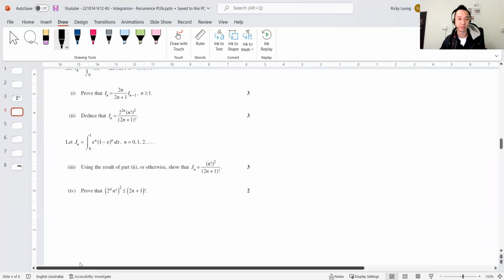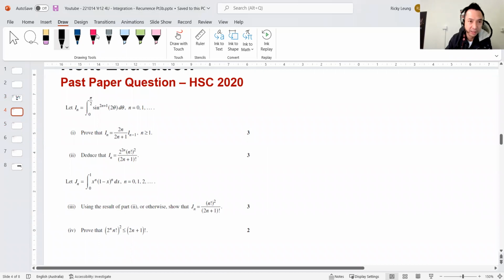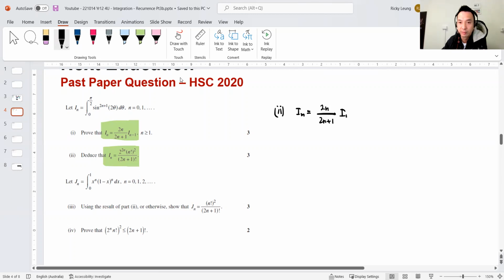Let's dive into part 2. So it feels like for part 2, they want me to basically use the recurrence statement above and sub in a few iterations of in, or actually sub in all of them to get that statement. So let's explore. So part 2, yeah, I've proven from part 1 that in equals 2n over 2n plus 1 times in minus 1. Yeah, so let's sub in a few iterations, right?